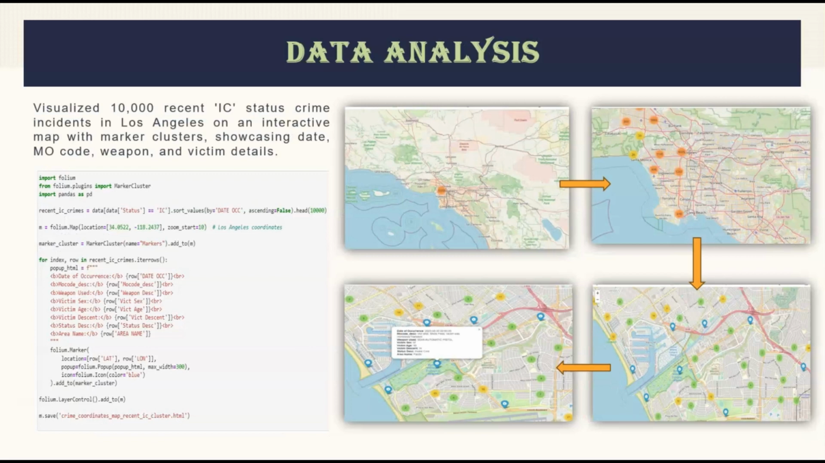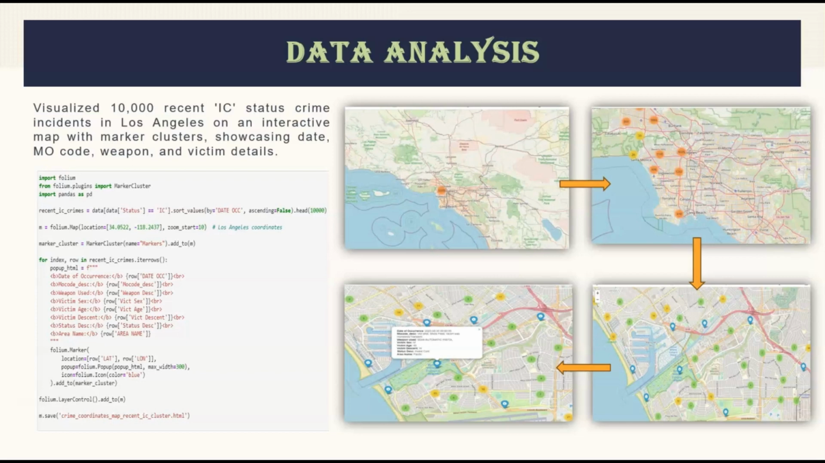So, for our spatial analysis, we have used the Folium library in Python and used the latitude and longitude from the data in the Folium marker function. Then we took the latest 10,000 open cases from the Los Angeles Police Department and plotted them on the map.